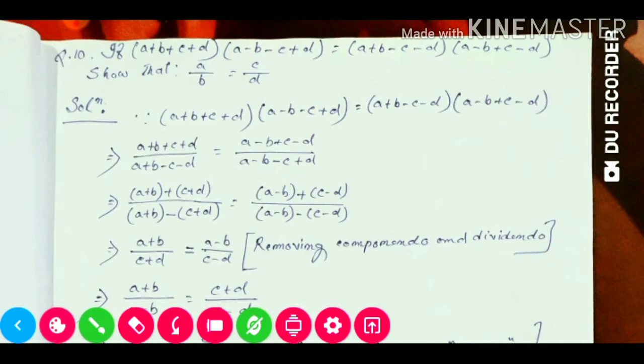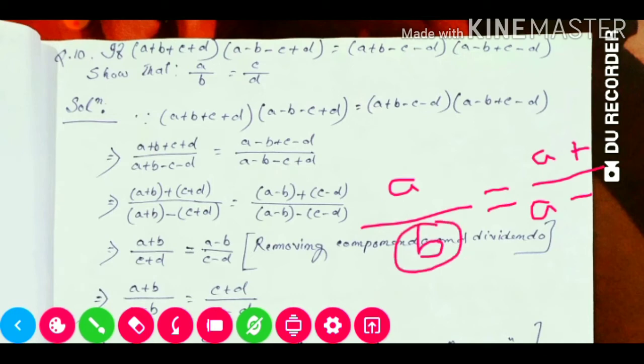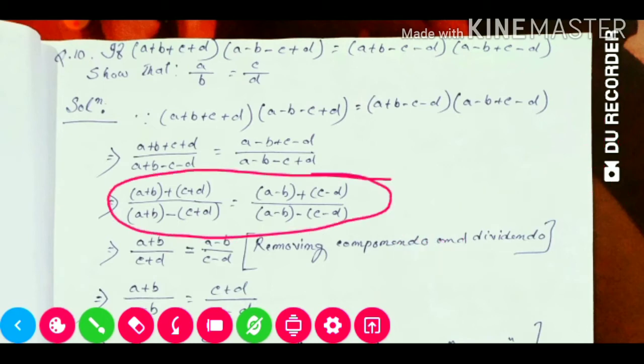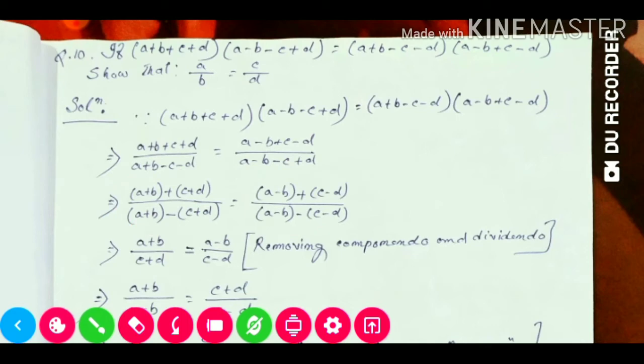It means, if the fraction is a by b, it will be like this: a, down also we write a, then top we write plus, down we write minus, and b is the denominator, top will be plus and down will be minus. This is the form of componendo and dividendo. Now from this we are able to remove it, because we are applying this one.